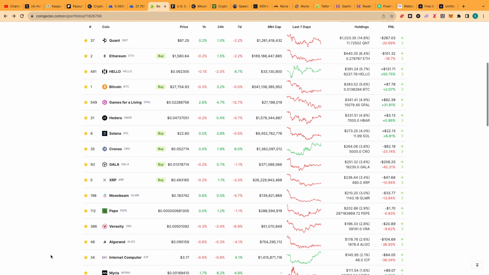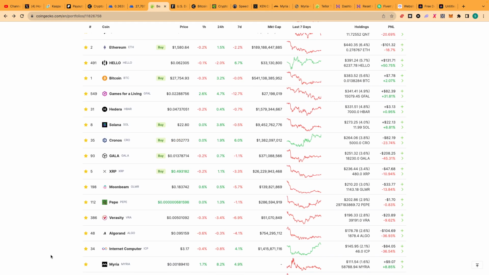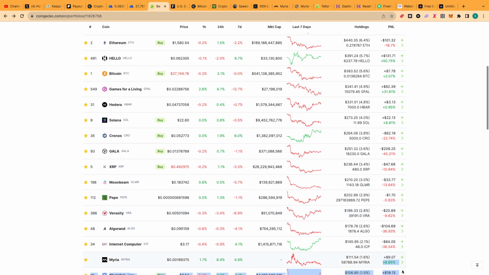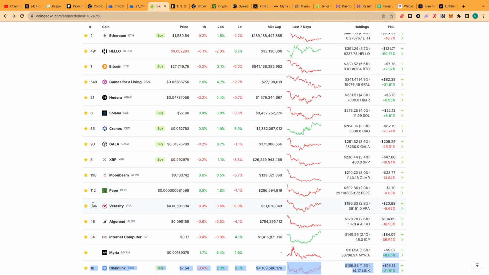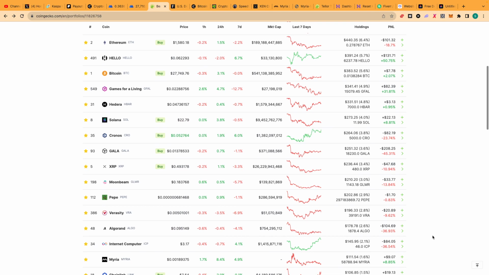And then last but not least, for today is Miria. I'm still exploring Miria, but if you look at it, it's one of the few cryptocurrencies that have a green return, a plus. So along with obviously Chainlink. So my thing is this, right? We still have a way to go.